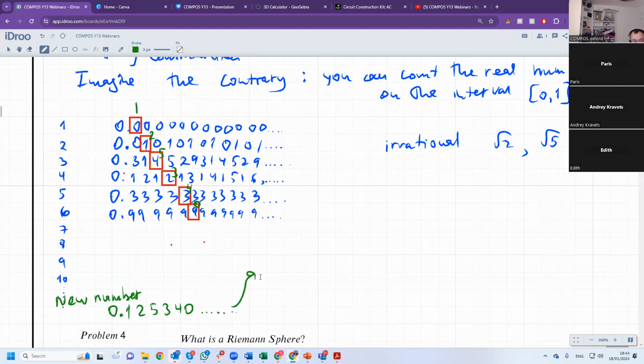This number is different from all numbers on the list. Therefore, it is impossible to design a list of real numbers.